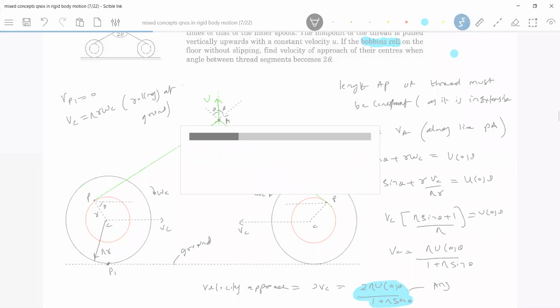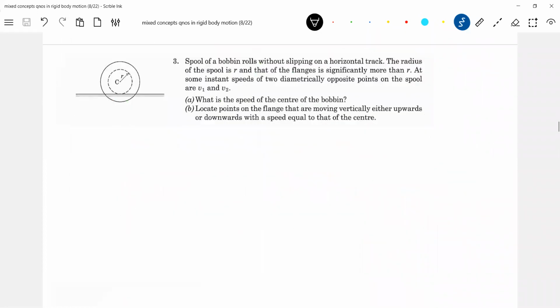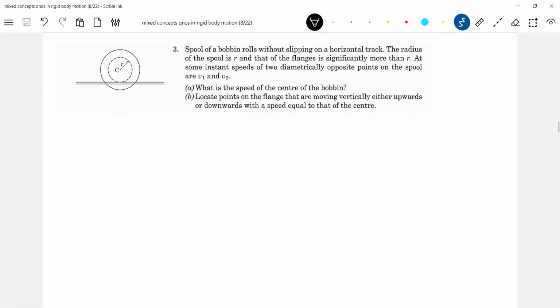Okay, make observation. I'll scroll down. I think I'll come for this one.